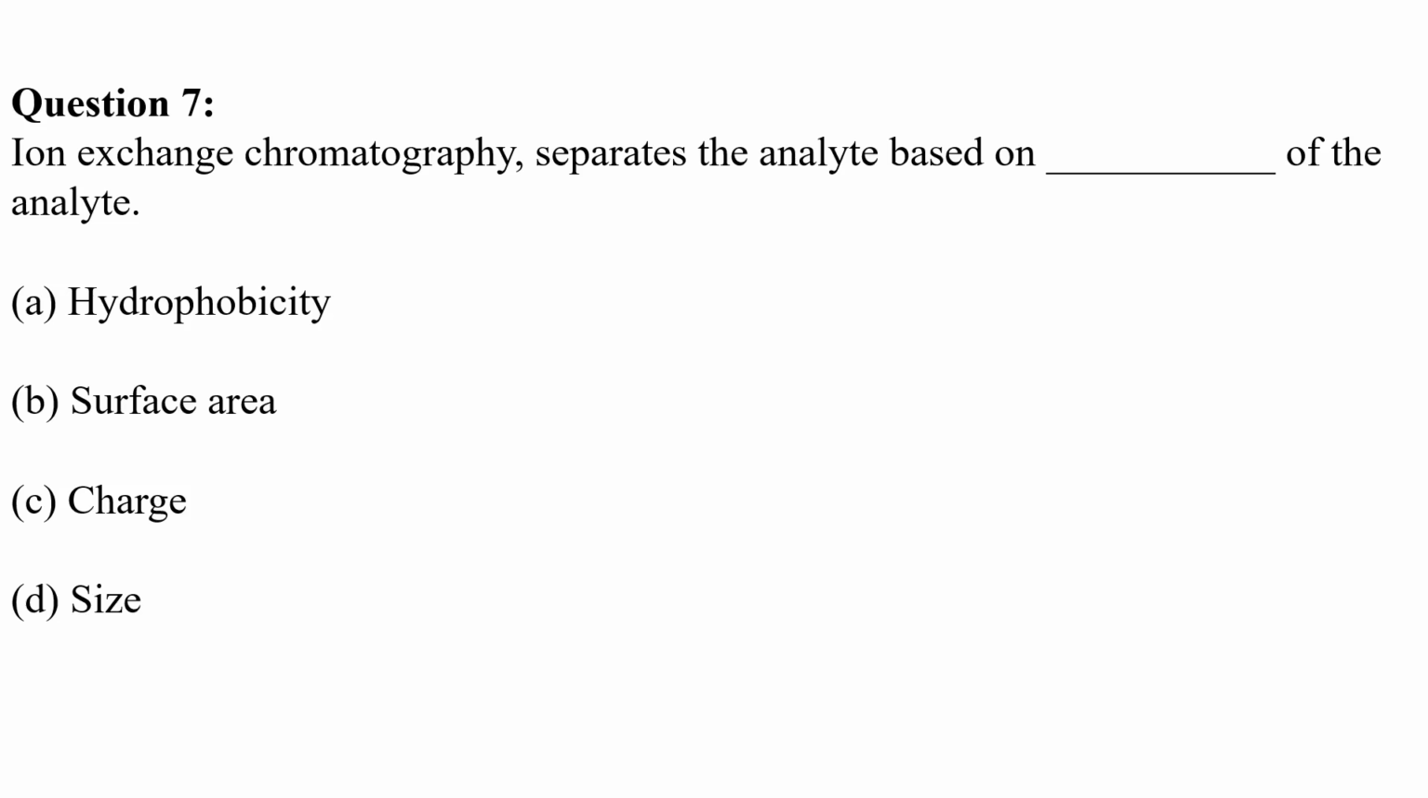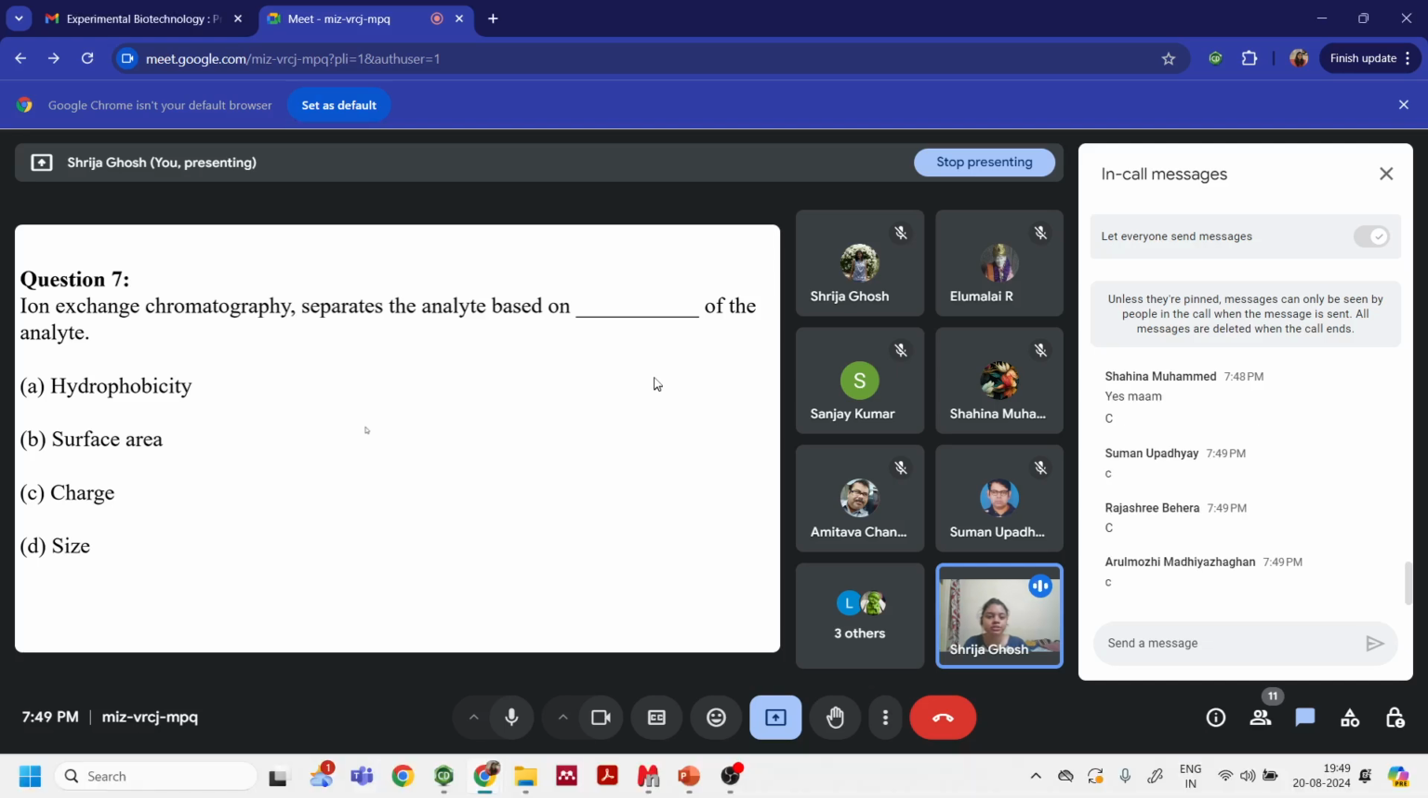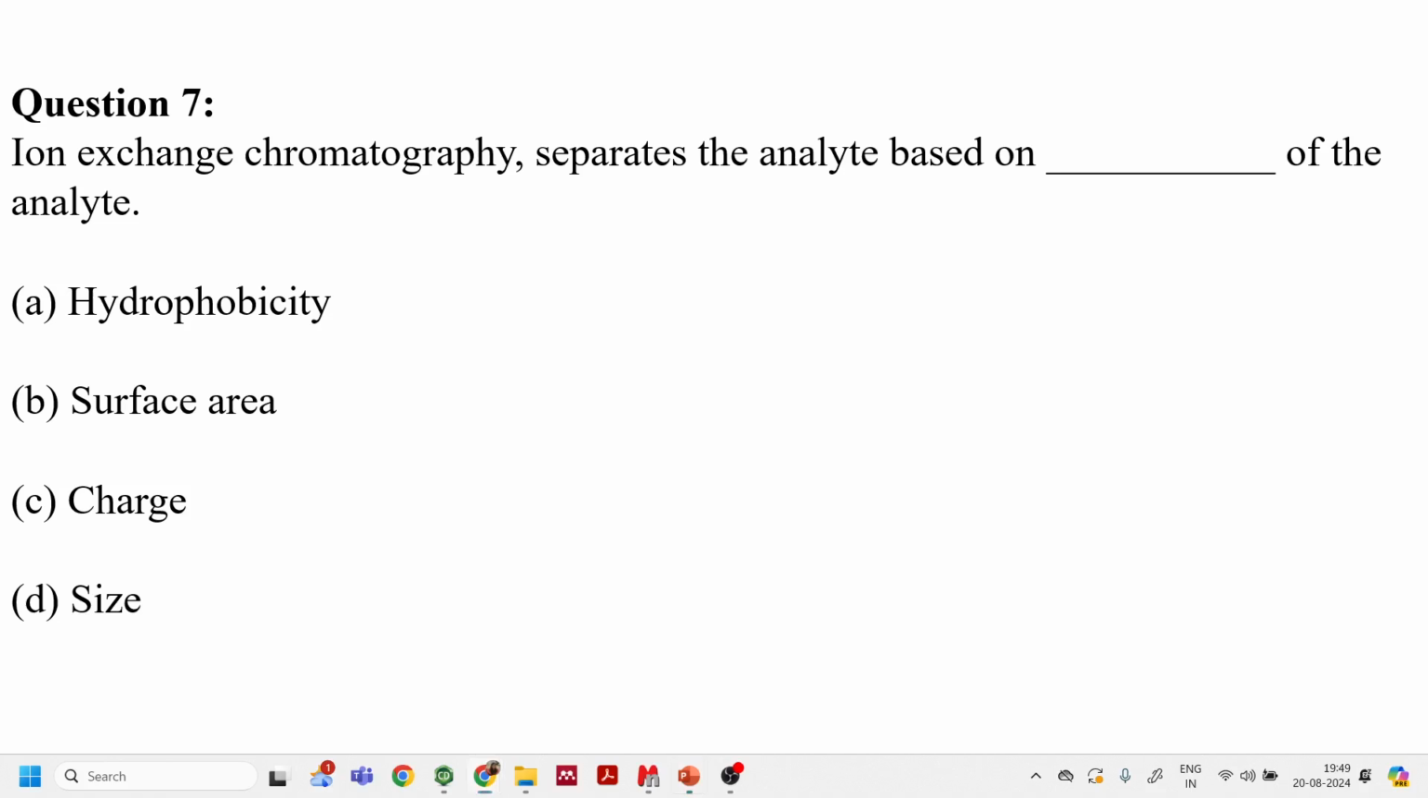Question number 7. Ion exchange chromatography separates the analytes based on dash of the analyte. Option A, hydrophobicity. Option B, surface area. Option C, charge. And option D, size. We have the answer, option C, that is charge. That is the correct answer.